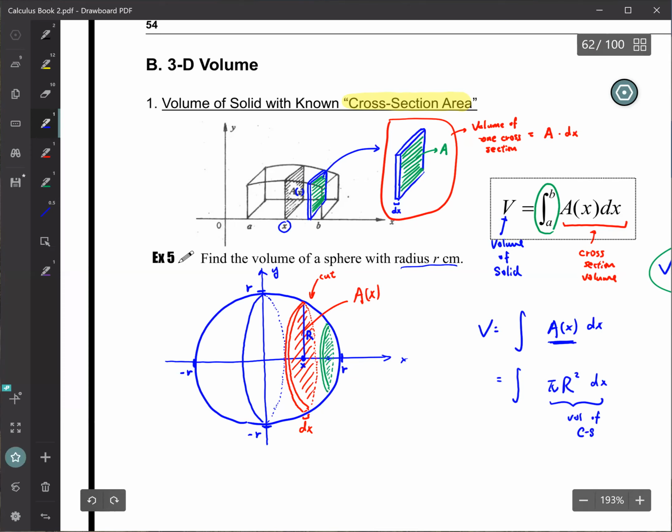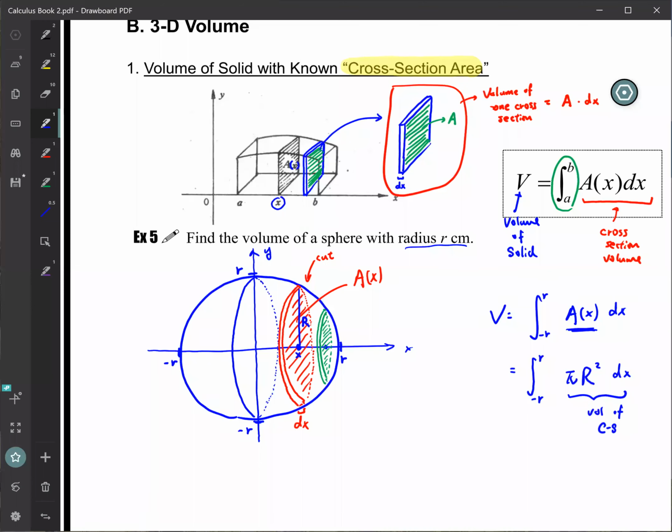Okay, and we want to add up all the volumes of cross sections all the way from negative R, from the left side to the right side. So that's the boundary, right? If we are able to add up all the round disks, then we can get the volume of the whole sphere. Sorry, I don't really understand the negative r. Oh, okay, I see it now. Sorry, I didn't really see the picture before until I just saw that.